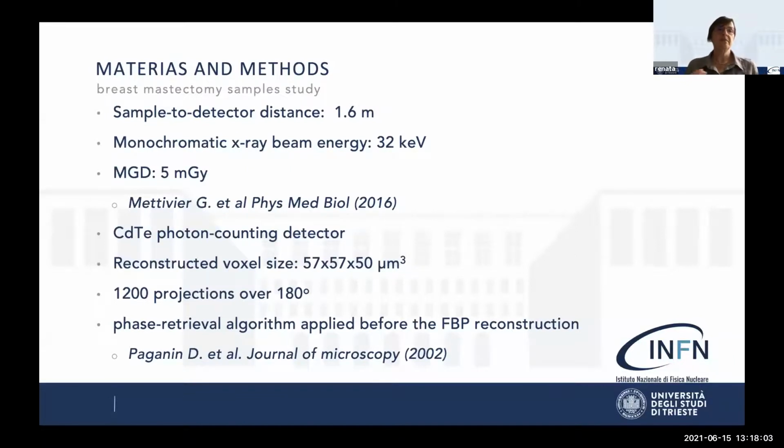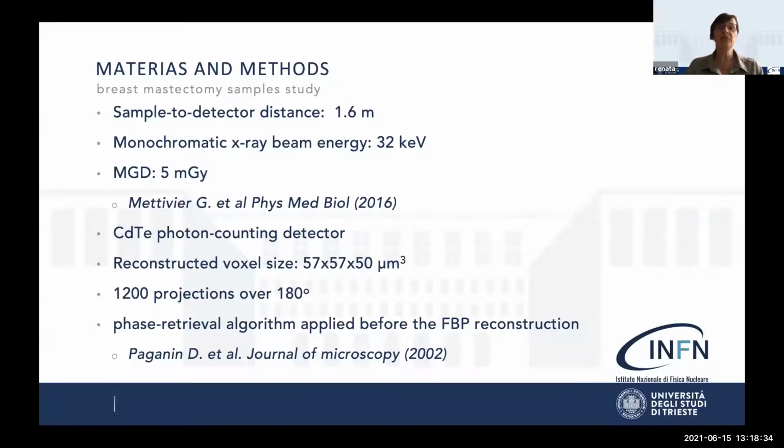So some details in terms of materials and methods about our breast mastectomy sample studies. The sample to detector distance is 1.6 meters. This is the dimension of our radiological room, and we plan to extend this distance up to 4 meters. Our study was done at 32 kV, and 5 milligray is the mean glandular dose delivered.